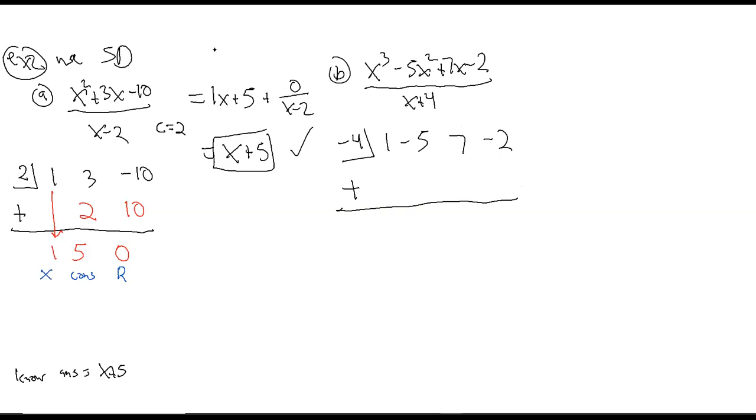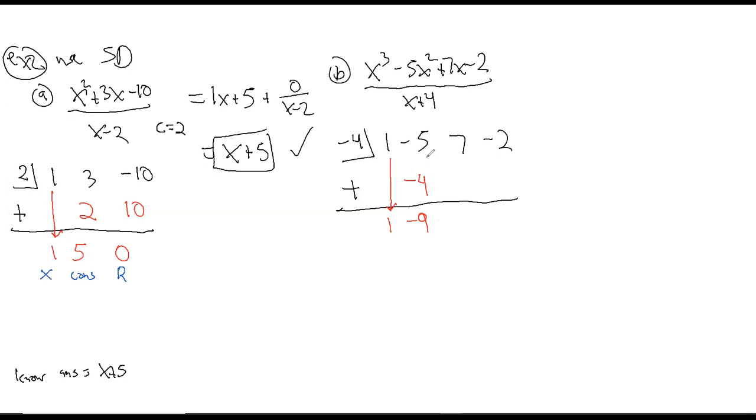Get red for my work. Bring down the first number, the 1. Multiply, add, multiply, add, multiply, add. Multiply the 1 by the negative 4. Negative 4 is always getting multiplied. So 1 times negative 4 is negative 4. Add negative 5 plus negative 4 is negative 9.